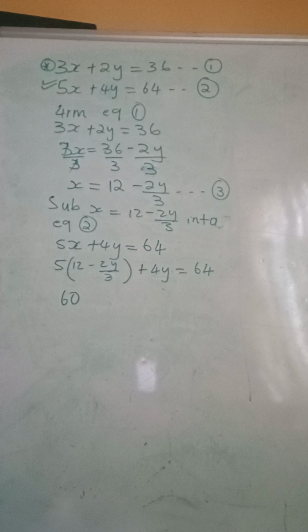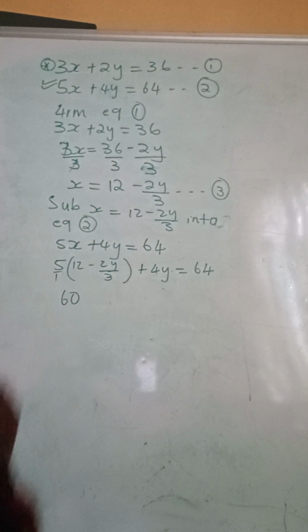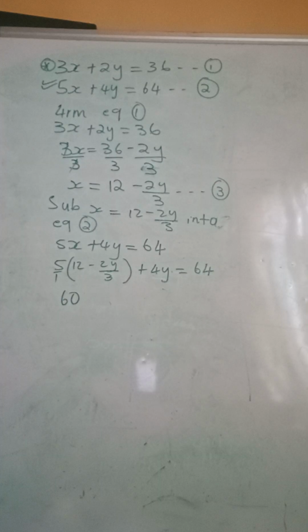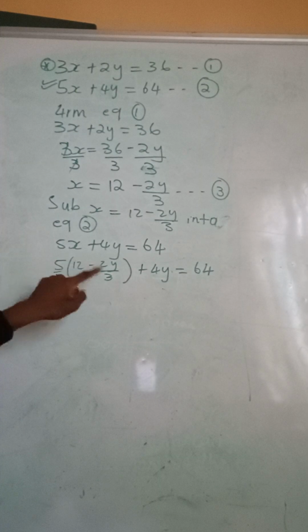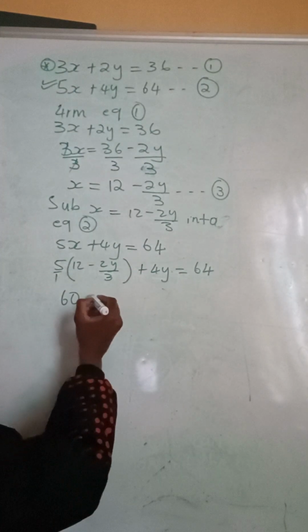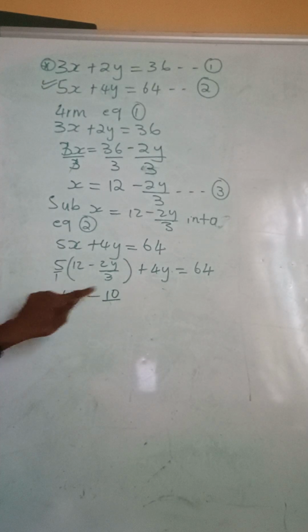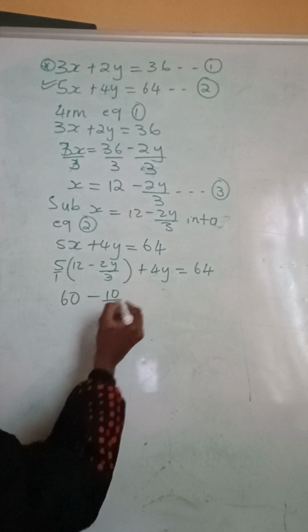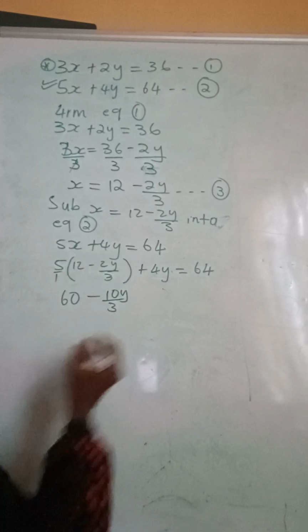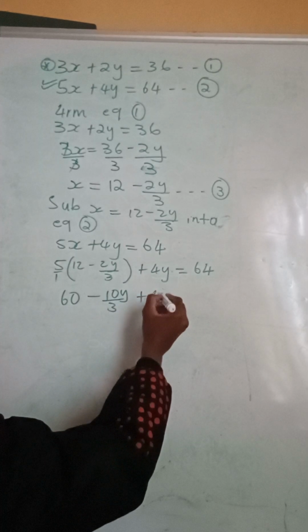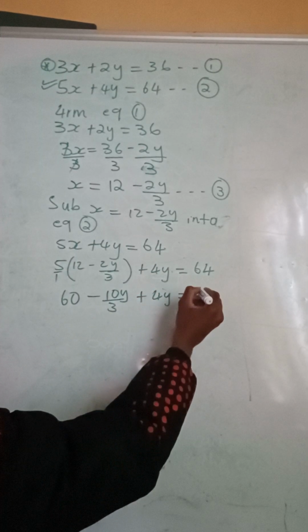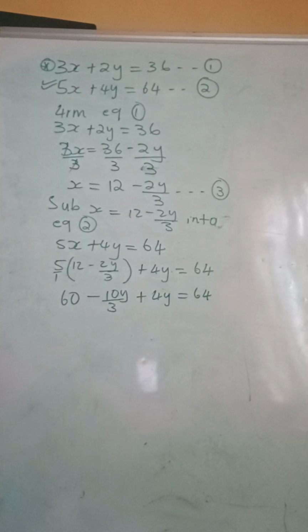One might ask, so now how are we going to do that? This 5 is the same as 5 over 1. 5 multiplied by negative 2y is negative 10y, all over 1 multiplied by 3, which is 3. Remember here is what? It is letter y. Plus 4y, which is equal to 64.